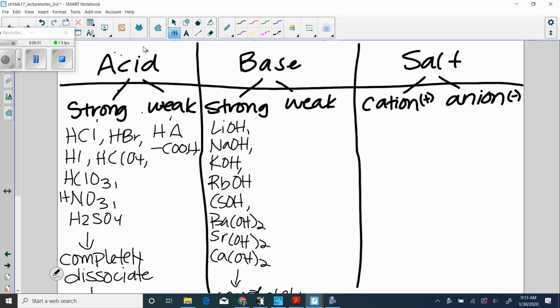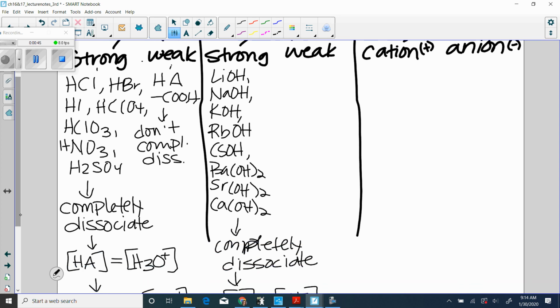The weak ones, remember, start with a hydrogen or N and a Q. They do not completely dissociate. When we learned what dissociation was in chapter 4, it's when the water molecules and their dipoles get in there and separate them. But with weak acids, just a teensy amount of them separate. Since they don't all dissociate, they turn into equilibrium problems.